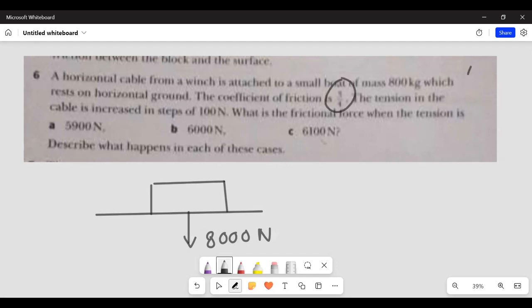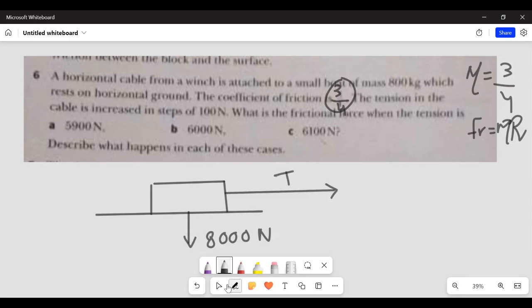तो अब देखो mu mentioned है question में 3/4. So that means इधर ही आपको first hint मिल गई कि friction की जगह हमने mu r use कर लेना होगा, अगर limiting equilibrium mentioned है तो. The tension in the cable is increased in steps of 100 newtons. So the tension is also horizontal. There is no inclined angle here. So this is T. What is the friction force when the tension is 5900 newtons?